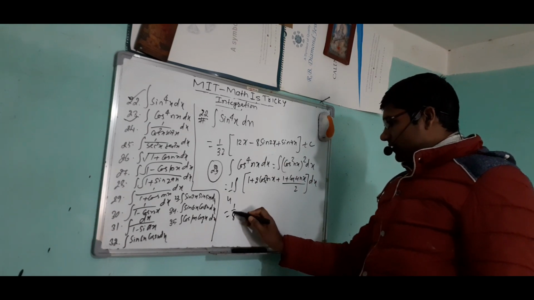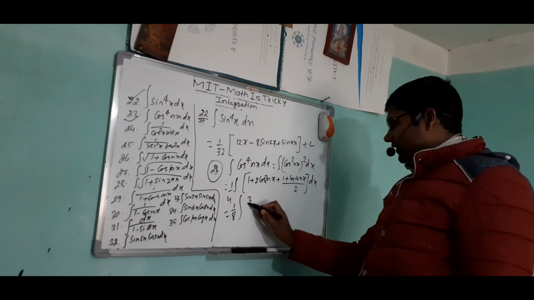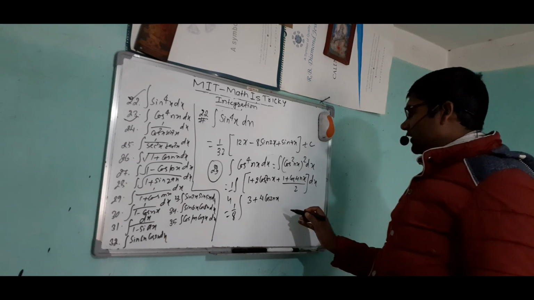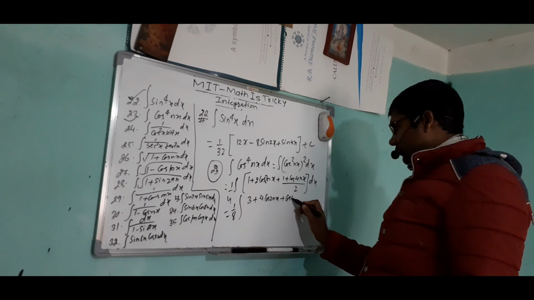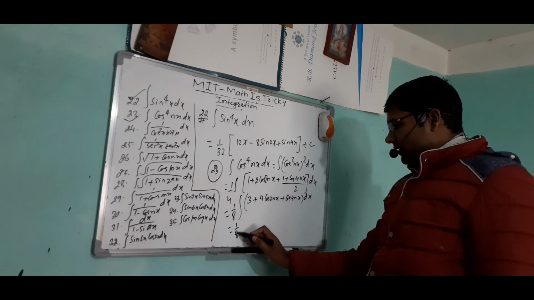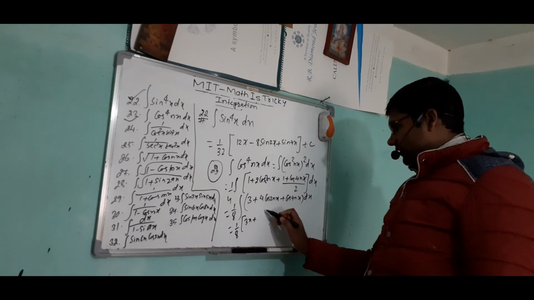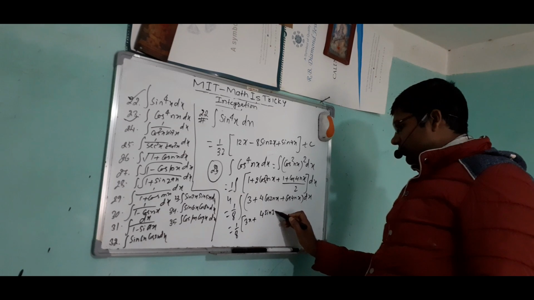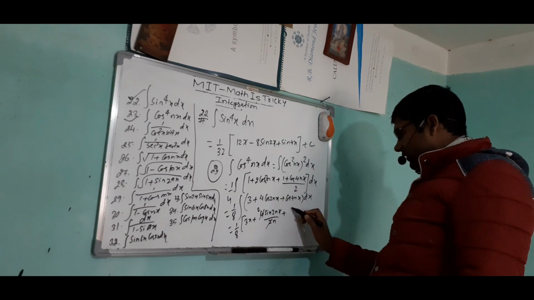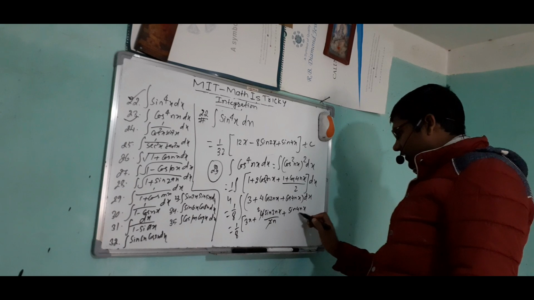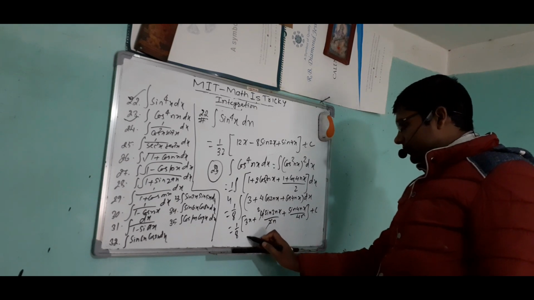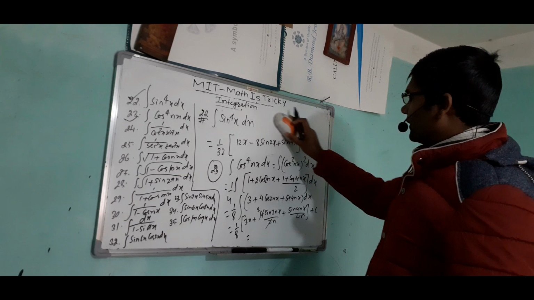And then dx, I have just simplified as previously, so it is going to be 1/8 integration of (3 + 4 cos 2nx + cos 4nx) dx. Now let's apply the formula, so you'll be getting 1/8 times (3x + 4 sin 2nx/2n + sin 4nx/4n) plus c.